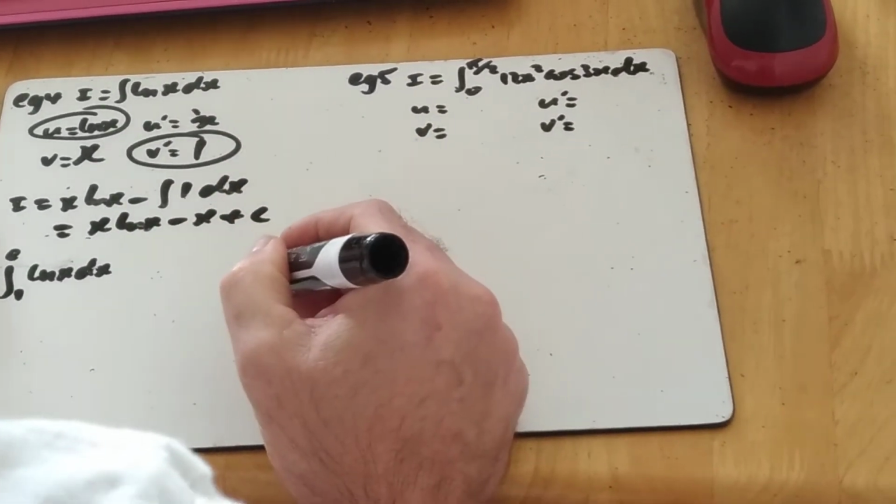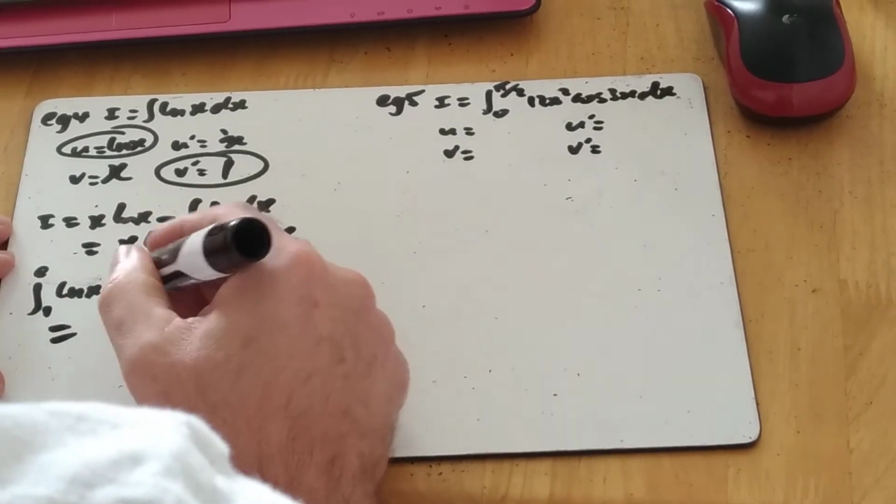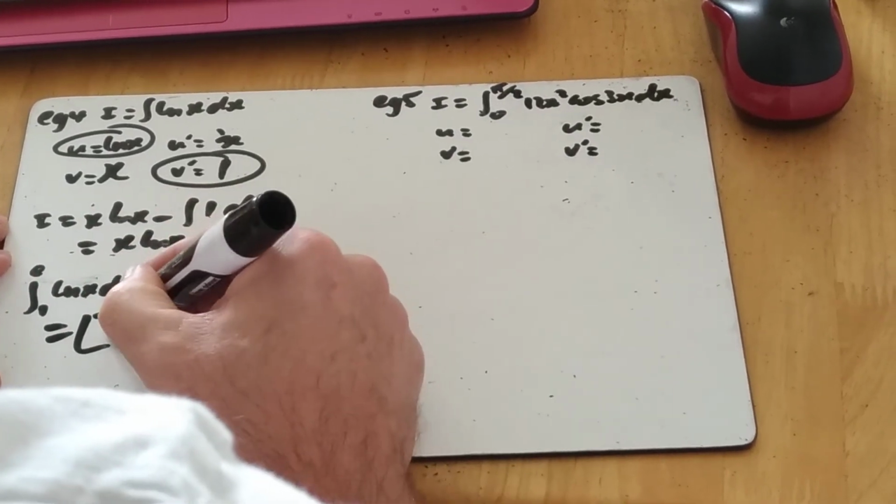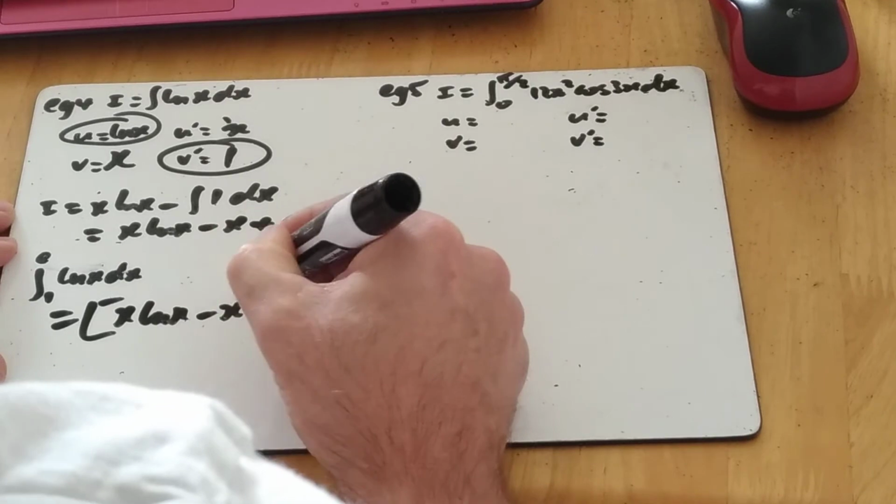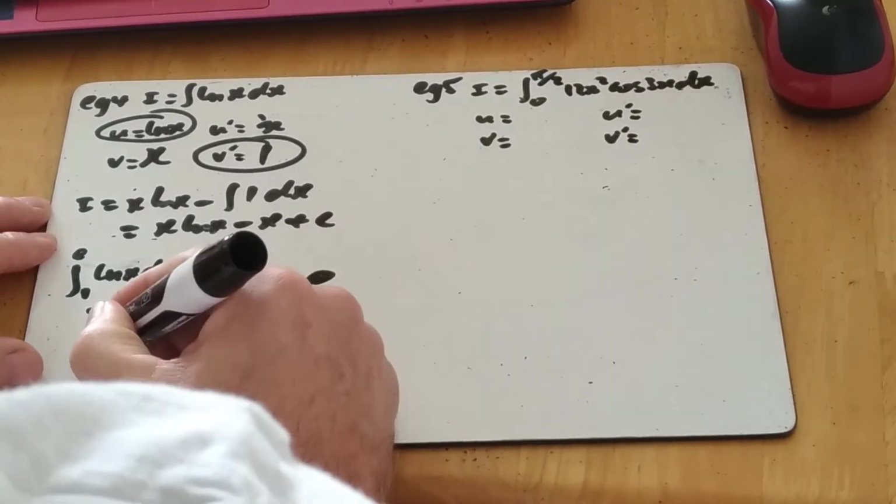plus c. So in this case, if I've got to integrate ln x between 1 and e, I've got x ln x minus x between e and 1.